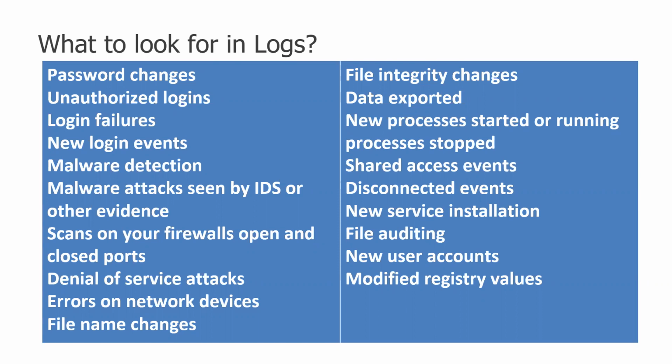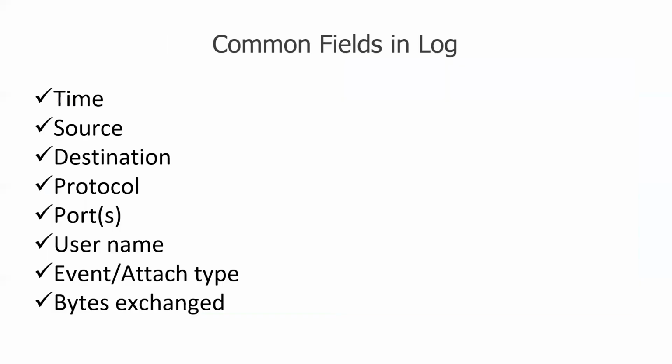So yeah, you can check file integrity changes, data exported, new process started or running, process stopped, share access event, disconnected. This is just for learning purposes, but when you are working on the project, you need to know what the log analysis requirement is for your project, and you have to find that out. You can have one team meeting for this, say a weekly one-on-one meeting for 30 minutes, where you discuss what we should search for, what kind of things we should search for. That is something you can do.